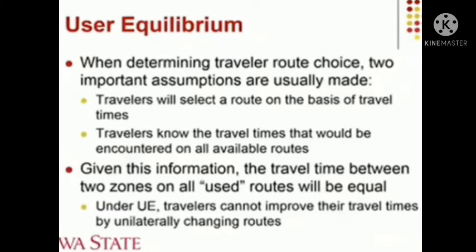Going back to user equilibrium, when determining traveler road choice, two important assumptions are usually made. One is travelers will select a route on the basis of travel times, and the other one is travelers know the travel times that would be encountered on all available routes. So, given this information, the travel time between two zones on all used routes will be equal, and under user equilibrium, travelers cannot improve their travel times by unilaterally changing routes, which I have discussed already a while ago.